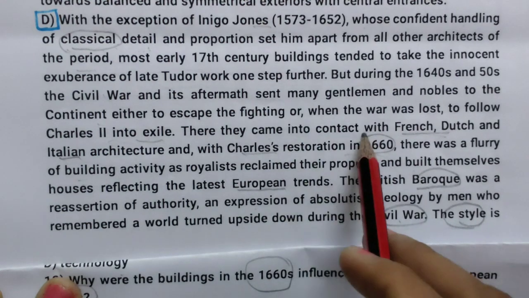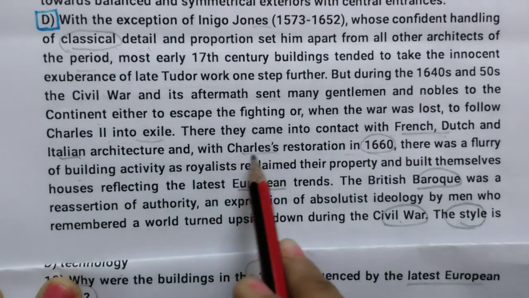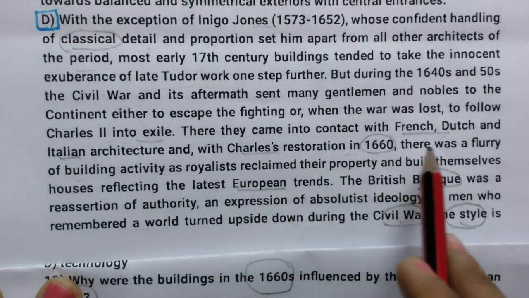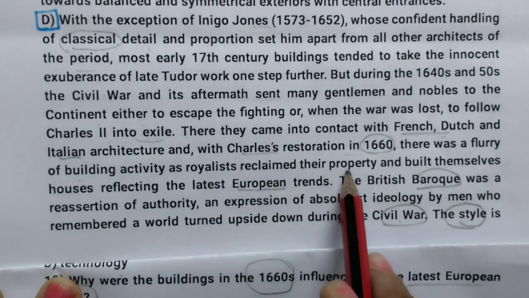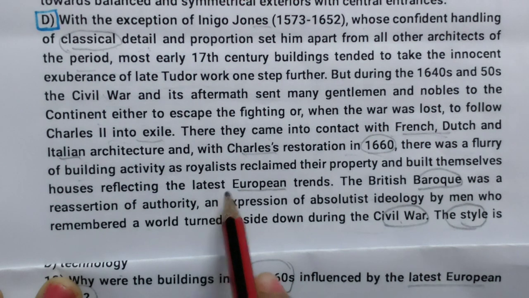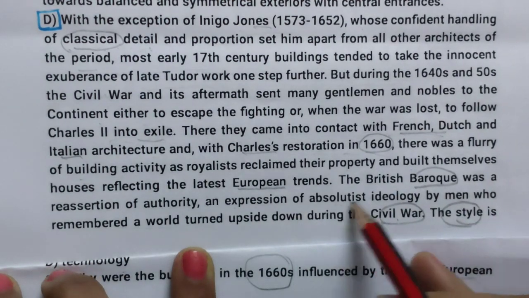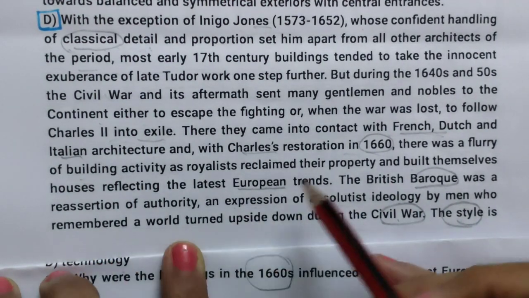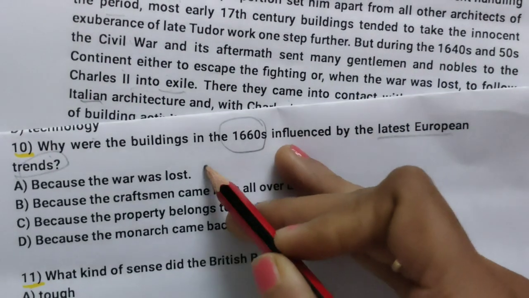They came into contact with French, Dutch and Italian architecture, and with Charles's Restoration in 1660 there was a flurry of building activity as royalists reclaimed their property and built themselves houses reflecting the latest European trends. Okay, an expression of absolute ideology. Here now, let's read the options. Because the war was lost, no, they are not talking about that.